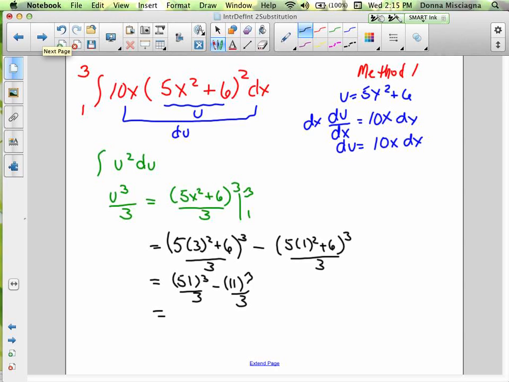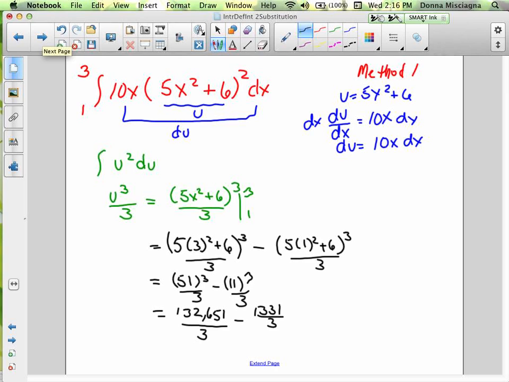So 51 cubed is a nice number, 132,651 divided by 3. Although this number is divisible by 3, there's no point because 11 cubed is not, since it's 11 times 11 times 11. I should know this one. It's a nice cool palindrome, 1331.